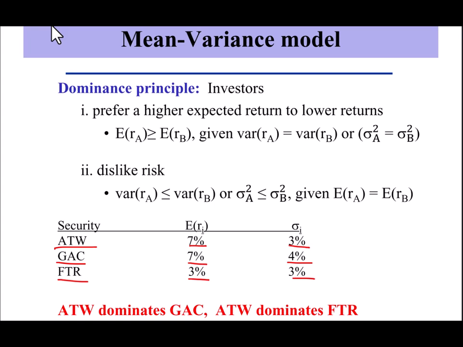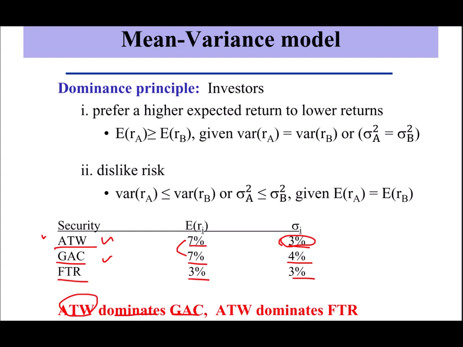Now, Markowitz says, given this information, an investor can choose certain stocks based on the mean variance. For example, if you compare ATW and GAC, you see the same expected return for both stocks, but in terms of standard deviation, in terms of risk, ATW has a lower risk. If you have this information and if you think the future is going to be similar to the past, then you will choose ATW over GAC. So ATW will dominate GAC.